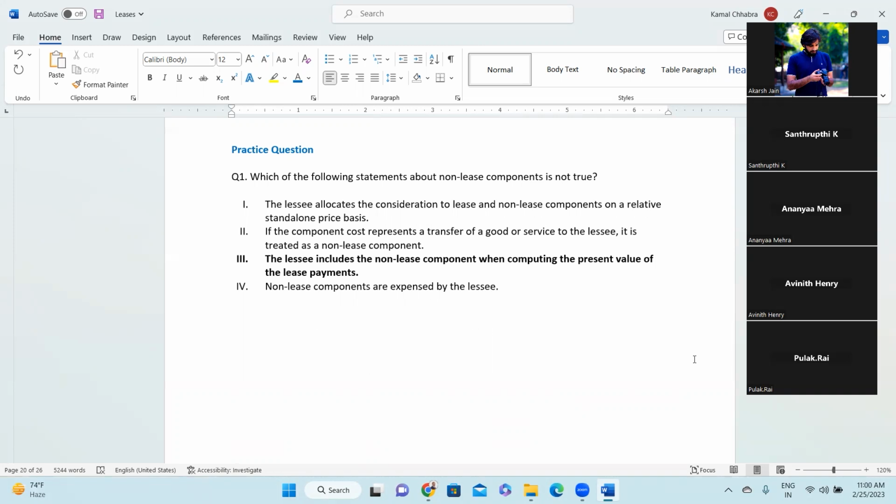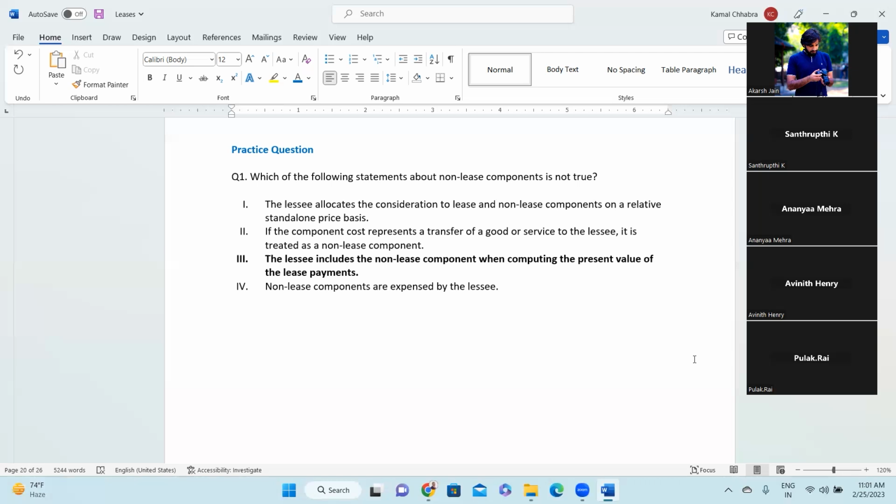Second, if the component cost represents a transfer of goods and services to the lessee, it is treated as a non-lease component. If the component cost represents a transfer of goods, that means if there are any transportation charges, then would that be treated as a non-lease component or lease component? Non-lease. It would be recognized as an expense for the lessee as per ASC 842.